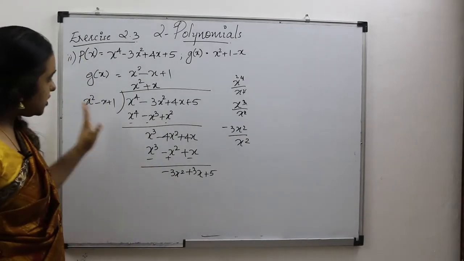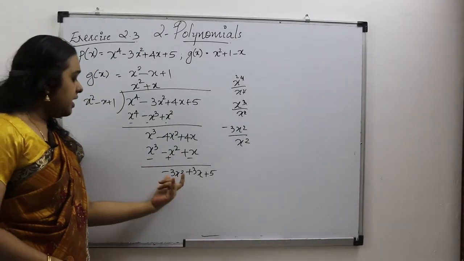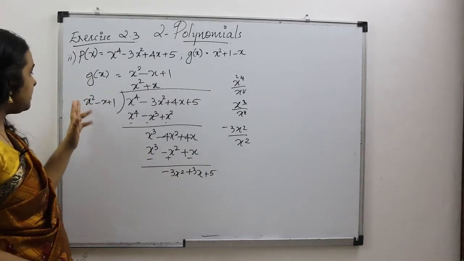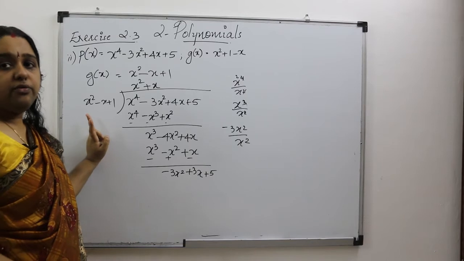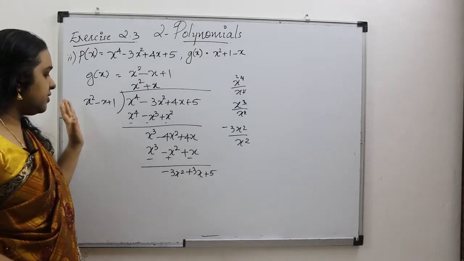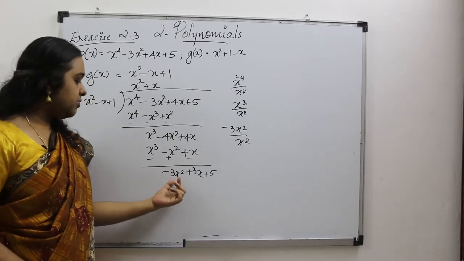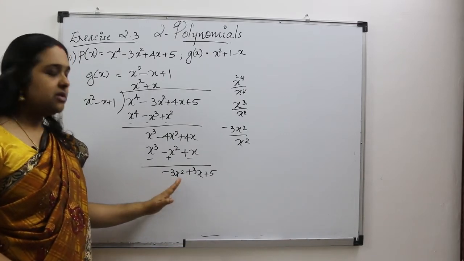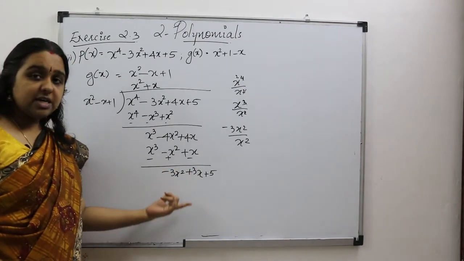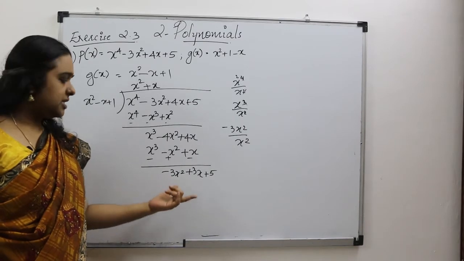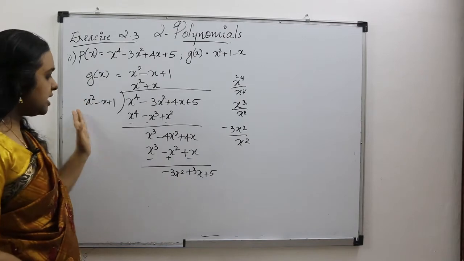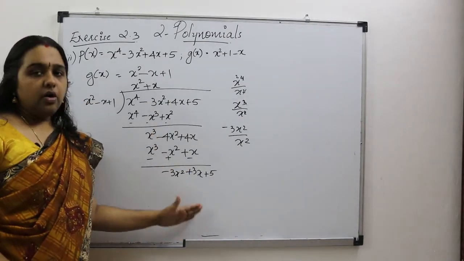We have to perform this operation until the exponent of x becomes less than the exponent of the first term of our divisor. Suppose if this is minus 3x, then we cannot divide it with x square. When the power of the first term of our dividend becomes less than that of the divisor, then we cannot continue this operation.